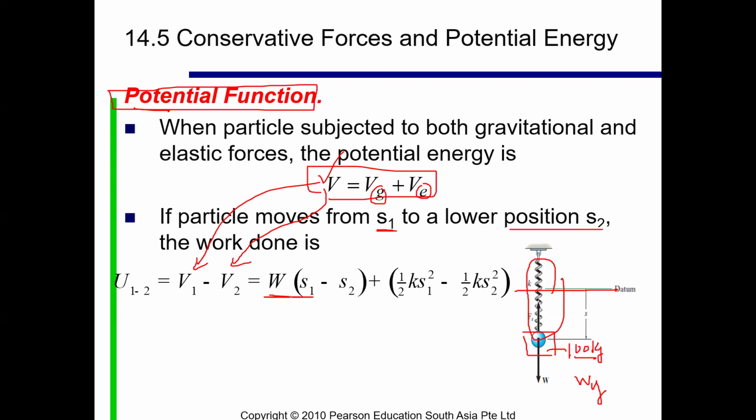This is the mgh, for example, for the gravitational, WS1 minus WS2, and this kS1 squared minus kS2 squared. So you're taking a difference of both potential energy parts. So this is technically the work done involved. If you want to calculate the work done, this is how it can be calculated, within the difference in two states or positions.